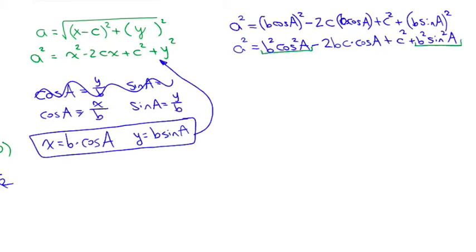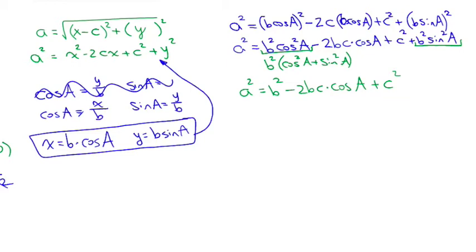They equal 1. Well, kind of, except there's something in the way, the b squares. So what can I do with b squares? Take them out. So if I factor out b squared, what's left behind is cosine squared A plus sine squared A. But sine squared plus cosine squared is 1. So that whole thing just becomes b squared. So this becomes a squared is equal to b squared minus 2bc cosine of A plus c squared. And all we have to do is neaten it up, and that's the law of cosines.